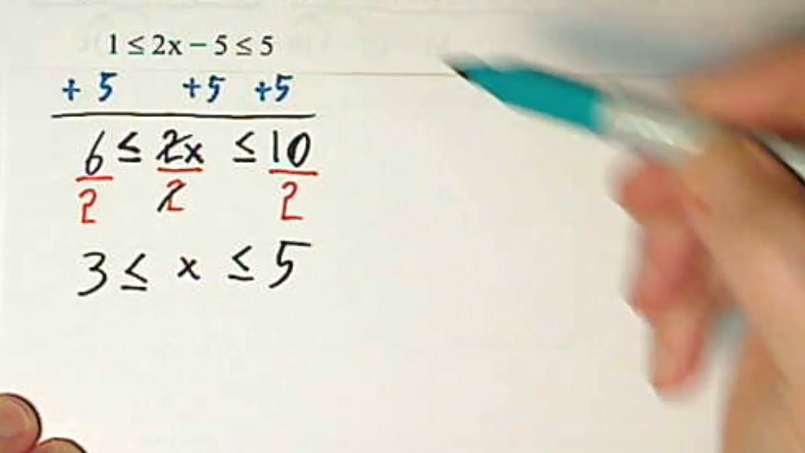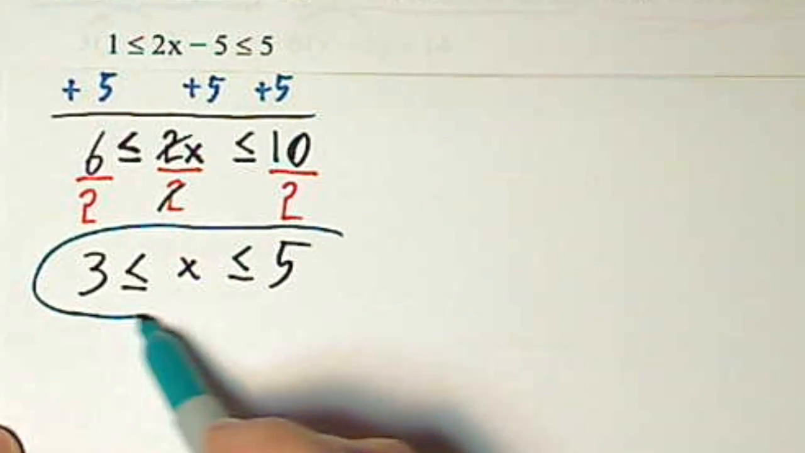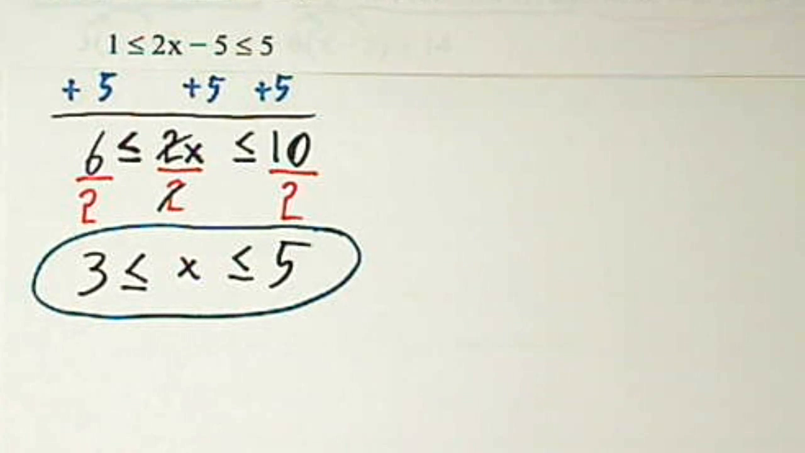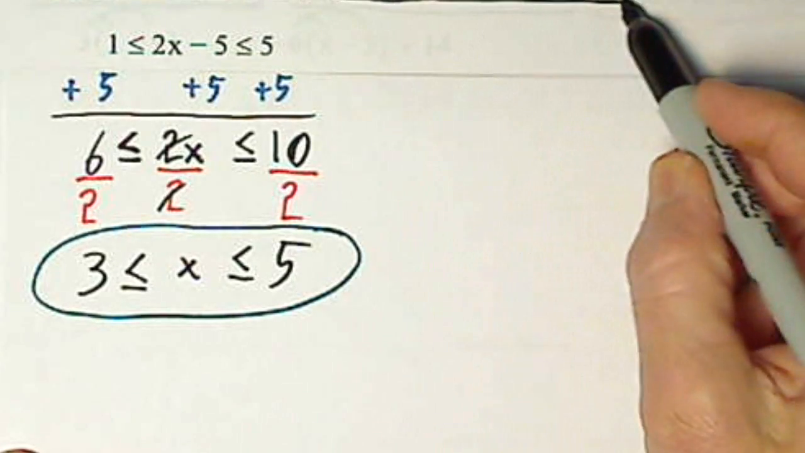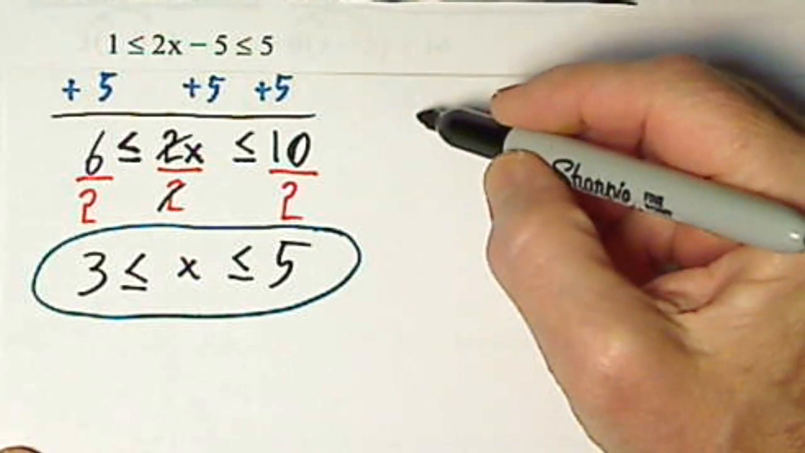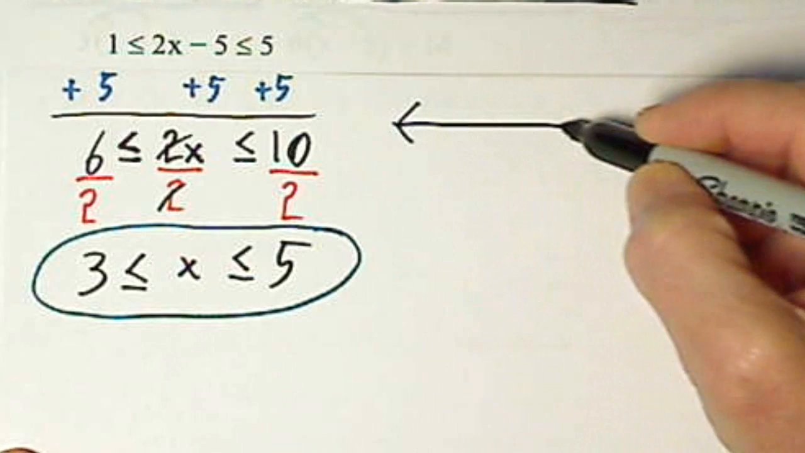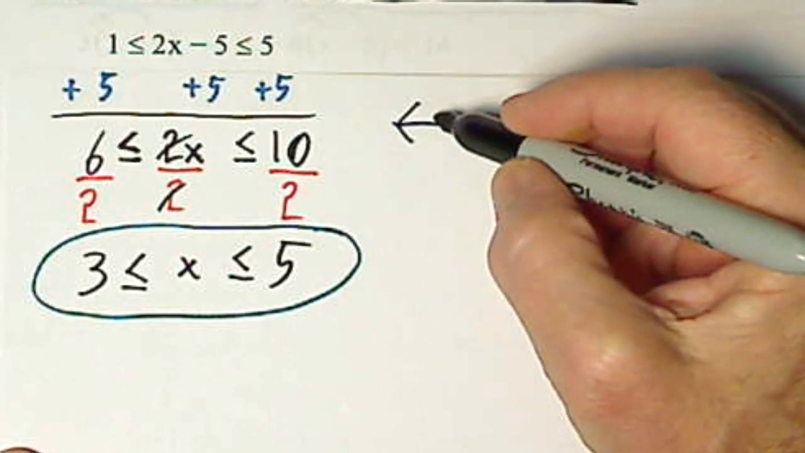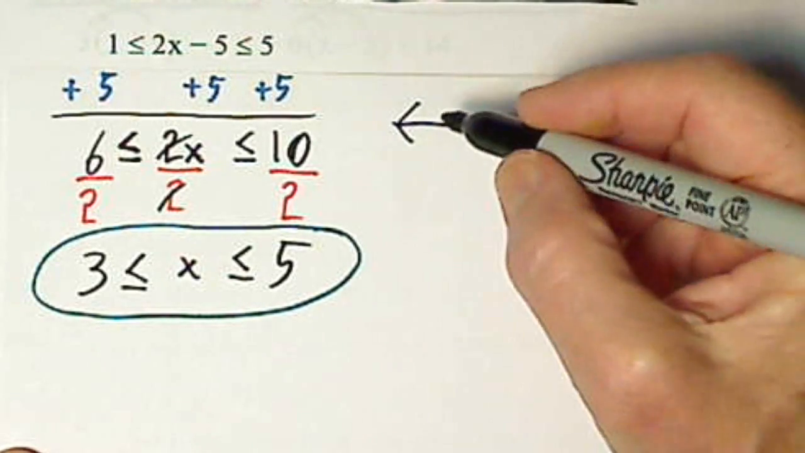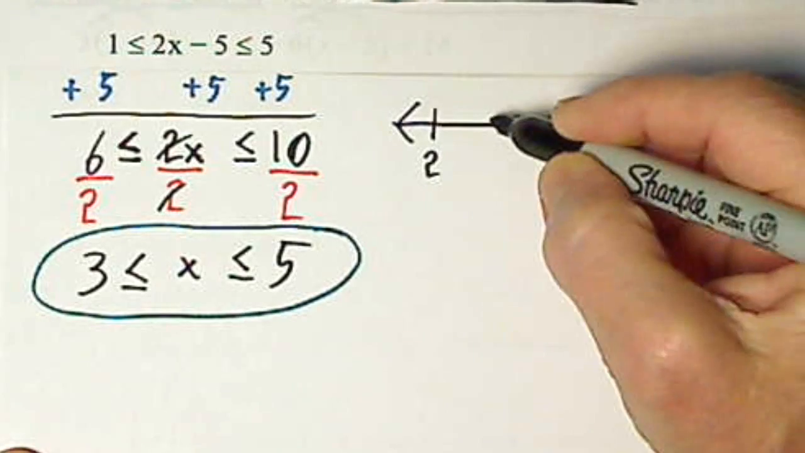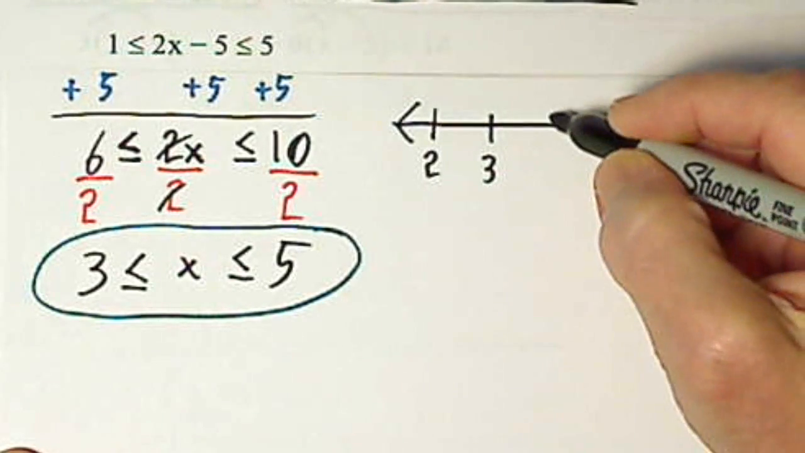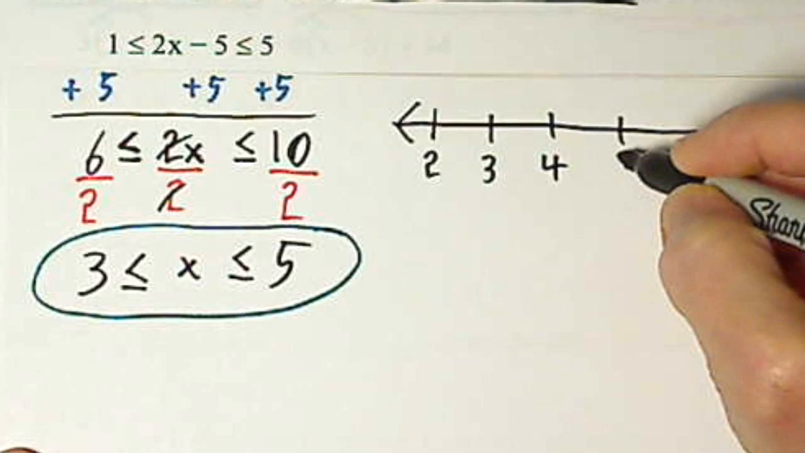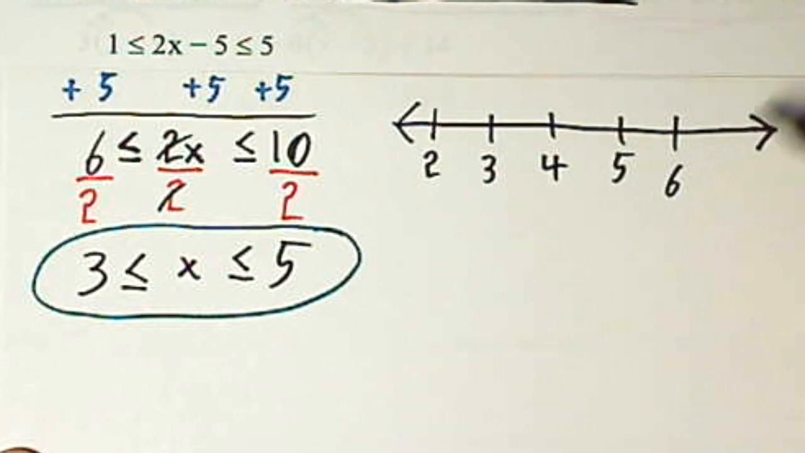So they said solve the inequality, and we just did right here. All right? The next step is to graph the solution set. Okay, so we'll give ourselves a graph. And let's see, I need to get a 3 and a 5 in here, so I'm going to have a 2, 3, 4. Looks like I'll fit a 7 in there as well.